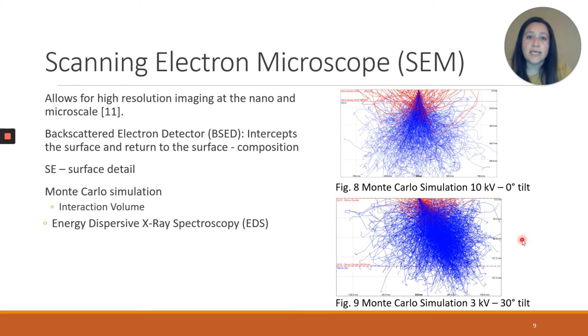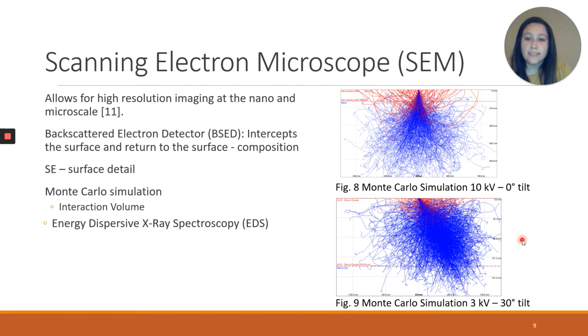I also learned how to use a scanning electron microscope. This is important because it allows for high resolution imaging at the nano and micro scale, which is what I was using in my experiments. I not only learned how to use the SEM, but I also learned the theory behind how the SEM actually works, specifically looking at how the detectors work and looking at how to do simulations.